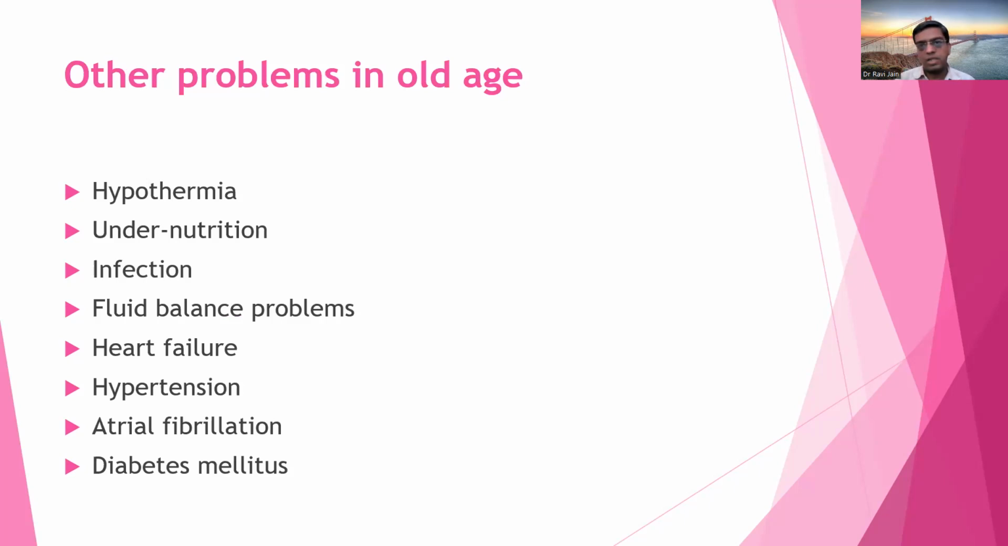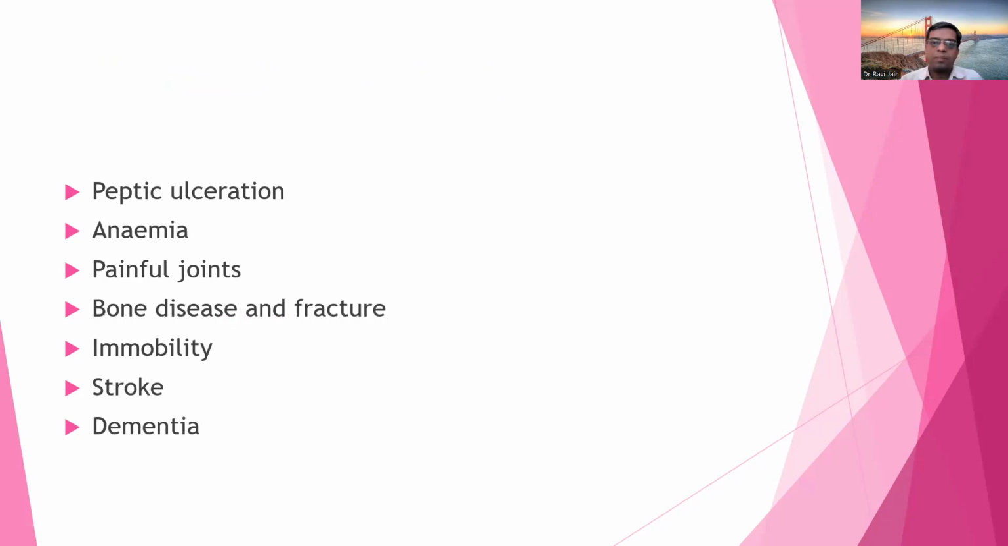Now let us discuss the other problems of old age. The other problems of old age include hypothermia, undernutrition, infection, fluid balance problems, heart failure, hypertension, atrial fibrillation, and diabetes mellitus, peptic ulceration, anemia, painful joints, bone disease and fractures, immobility, stroke, and dementia.